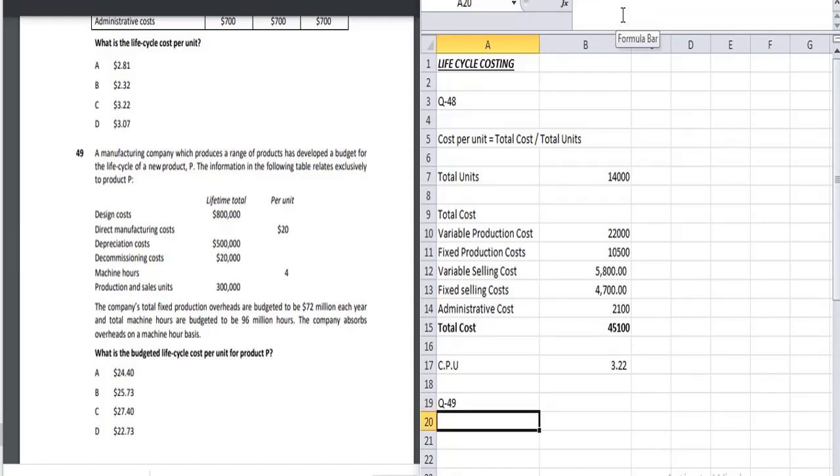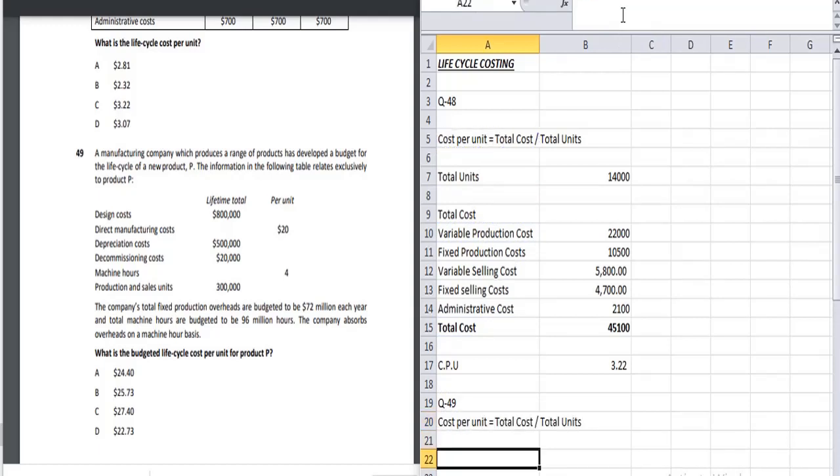A manufacturing company which produces a range of products has developed a budget for the life cycle of a new product P. The information in the following table relates exclusively to product P. We are given the different types of cost and the units we produce. The company's total fixed production overhead is budgeted to be 72 million each year, and total machine hours are budgeted to be 96 million hours. The company absorbs overhead on a machine hour basis. What is the budgeted life cycle cost per unit for product P?